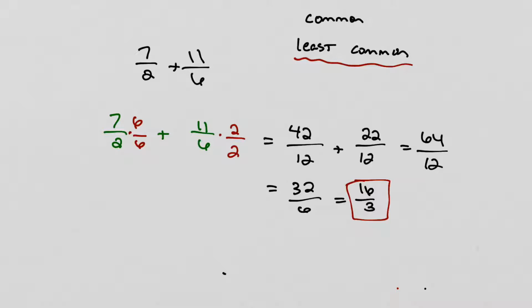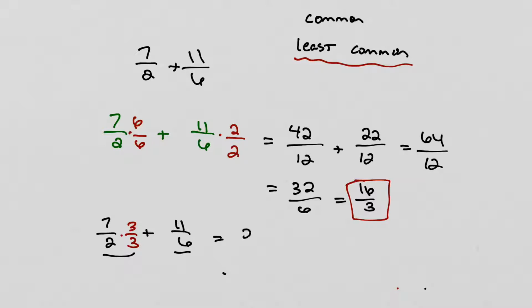What happens if we had just used our least common denominator? So if I have 7 over 2 plus 11 over 6, well, I notice if I just take 2 times 3, that gives me 6. So let's multiply this one by 3 over 3. Okay? And then we'll have our common denominator of 6 and 6 there.